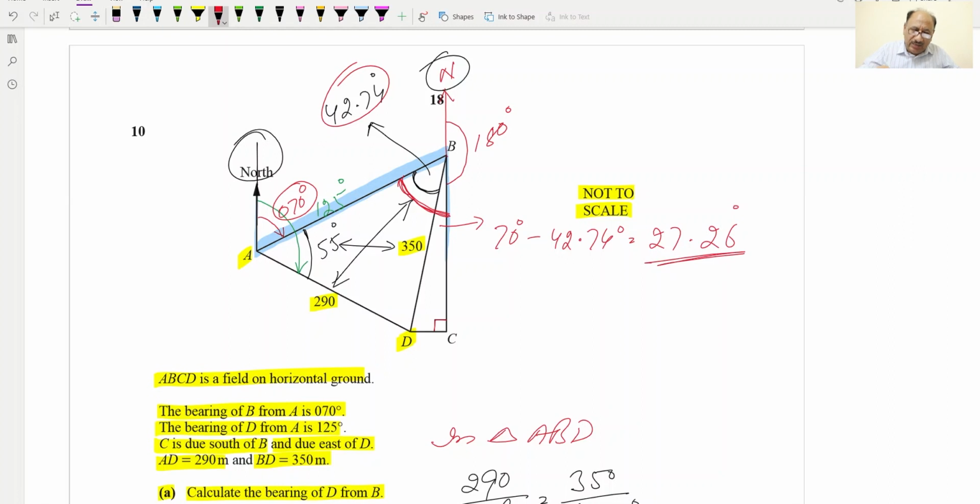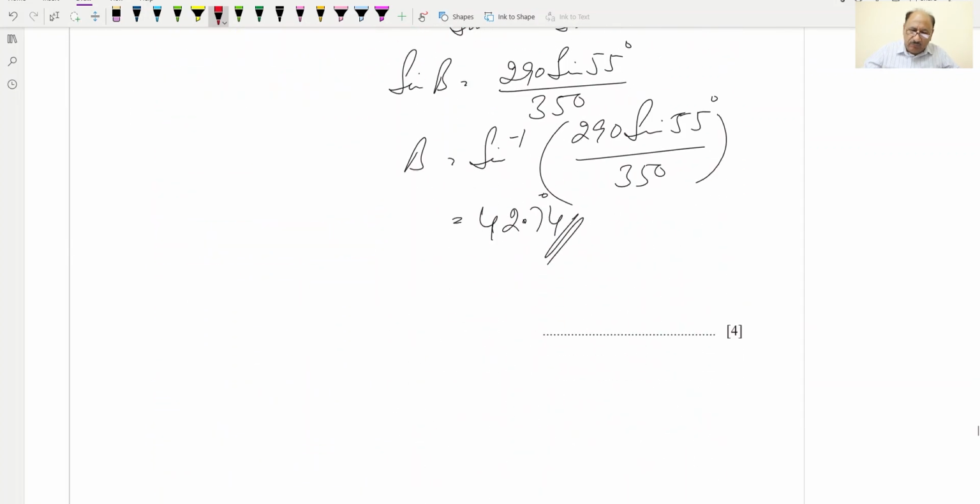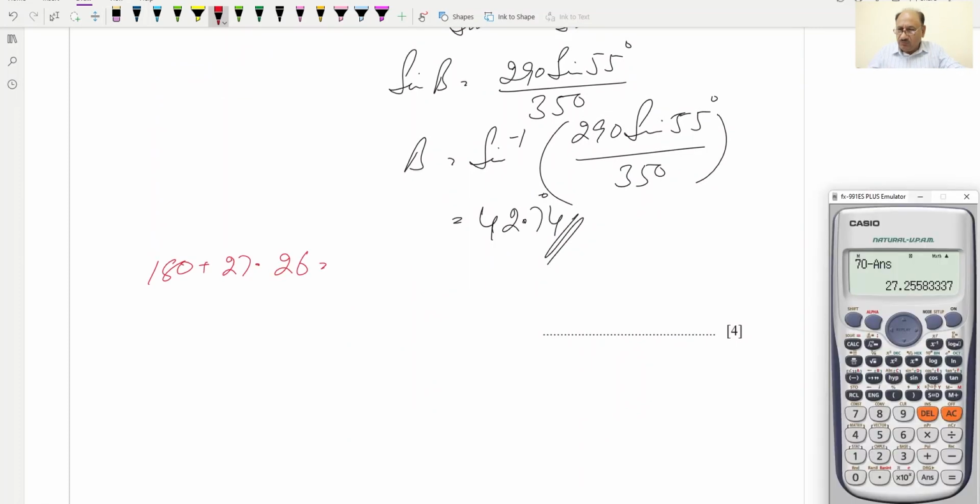So this is the angle which we were supposed to find, and we need to add 180 to this one. So it will be 180 plus 27.26, which is equal to 207.255.